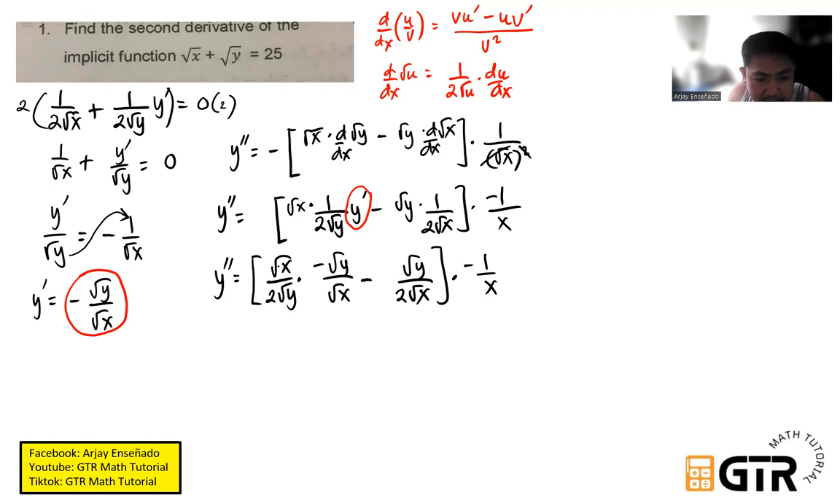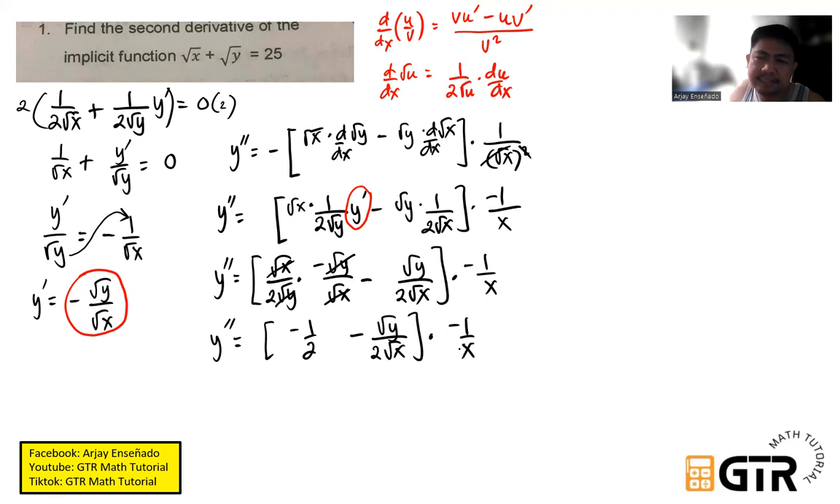So don't forget the symbol for multiplication. So now let's simplify. We can use cancellation. Cancel square root of x, cancel square root of y. So therefore, the second derivative is negative. What's left is 2 in the denominator. So we have negative 1/2 minus square root of y over 2 square root of x multiplied by negative 1 over x.